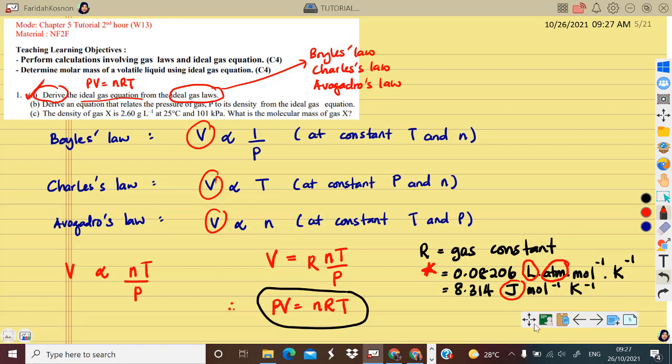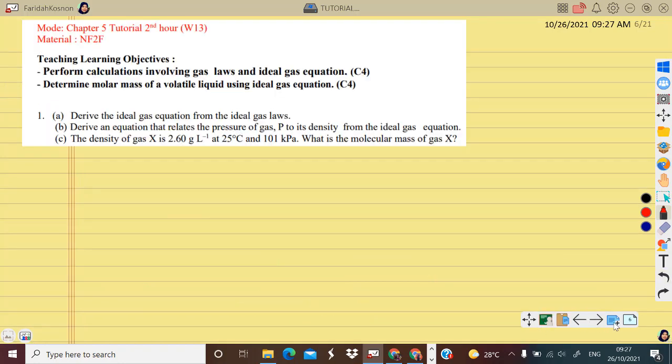So settle. For question 1B, okay, you are going to derive an equation that relates the pressure of gas to its density from the ideal gas equation. So kita nak derive juga satu equation yang ada kaitan dengan pressure of gas dengan density of ideal gas. So kita nak derive daripada apa? Kita nak derive daripada ideal gas equation, PV equals to nRT.